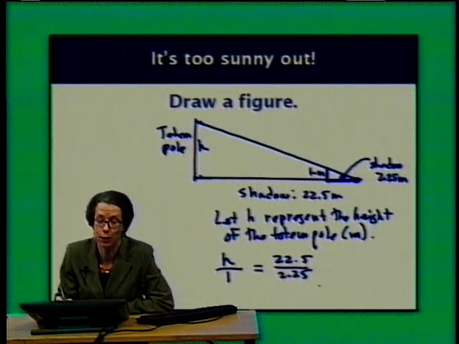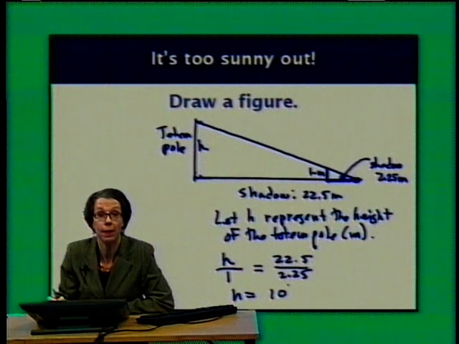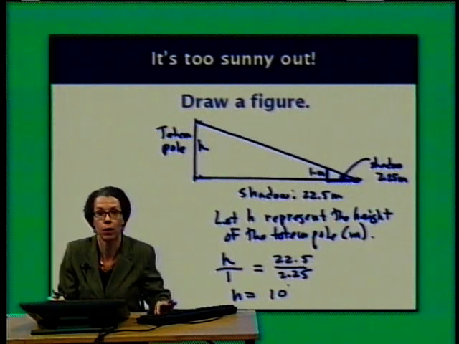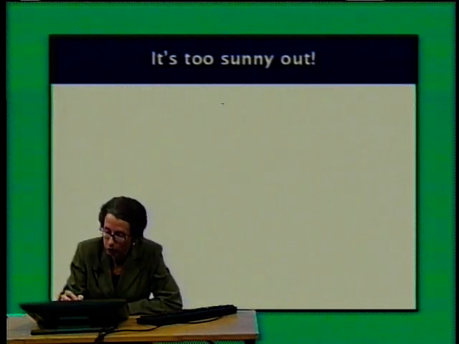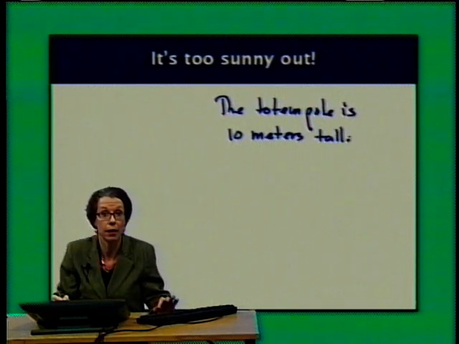And this actually is very simple to solve because I noticed 22.5 is the same as 2.25 with just the decimal place moved over 1. So I get h equals 10. So this tells me that the totem pole is 10 meters tall. So let me state that conclusion. The totem pole is 10 meters tall. So see what you can do with just a little bit of sunshine and a lot of geometry.